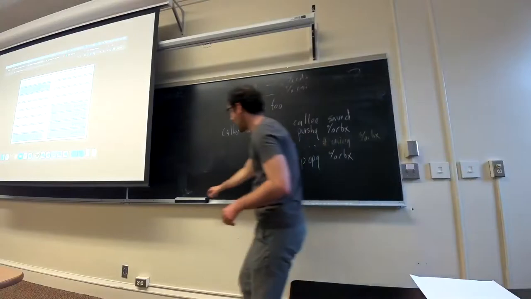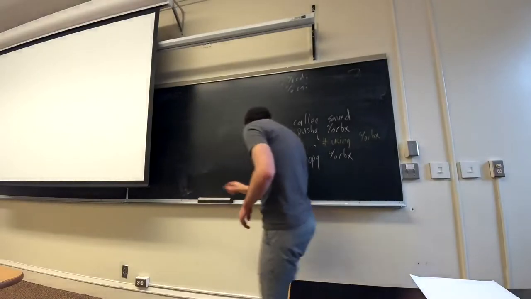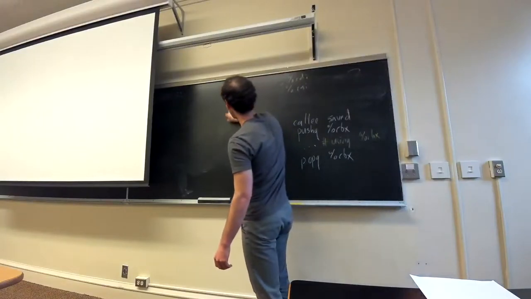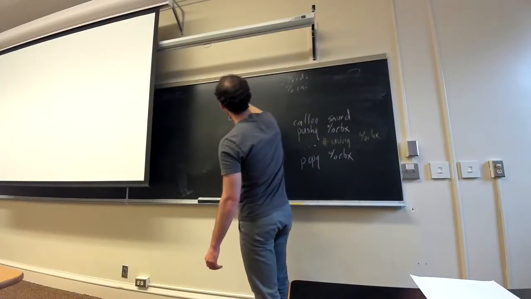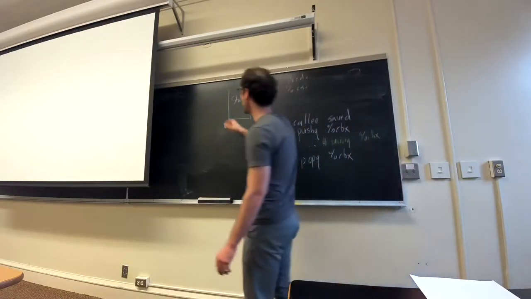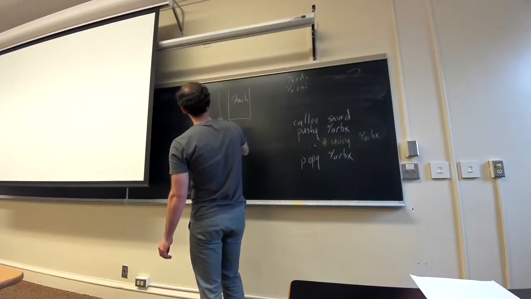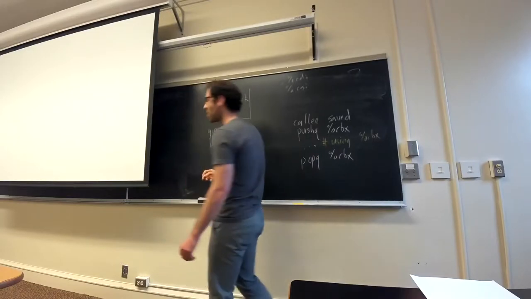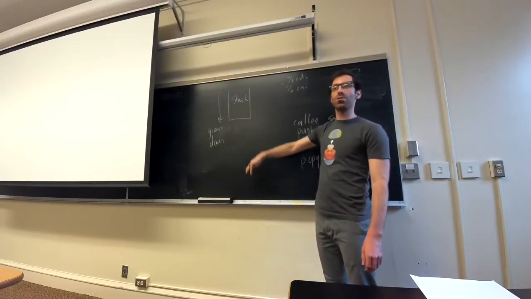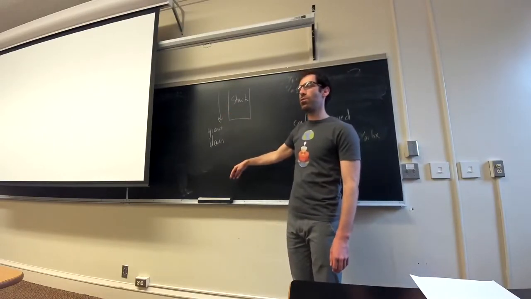So the way that we'll think about the stack is that it's a region of memory, and the stack will grow down because it starts at high addresses in memory, and as we add more space to the stack, this region kind of expands into lower and lower addresses.